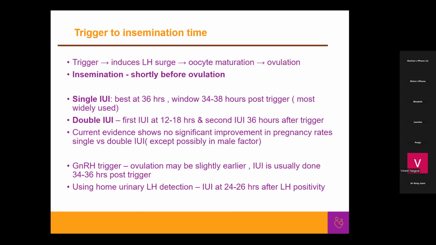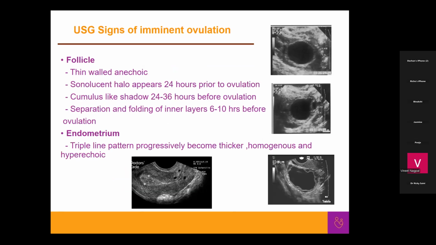Then comes the ultrasound signs of imminent ovulation. These are signs we can see 24 hours after the trigger if we are doing a double IUI cycle. The follicle is thin walled, anechoic, and surrounded by a sonolucent halo. Sometimes we are able to see the cumulus, as this picture shows. The cumulus is seen 24 to 36 hours before ovulation, or there is separation or folding of the inner layer. This kind of picture is seen somewhere between 6 to 10 hours before ovulation.